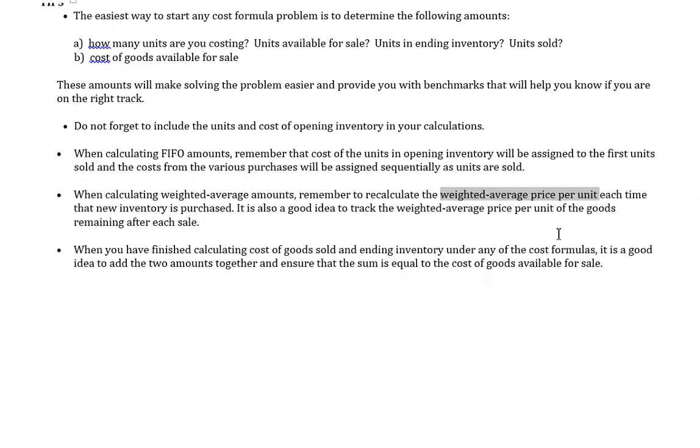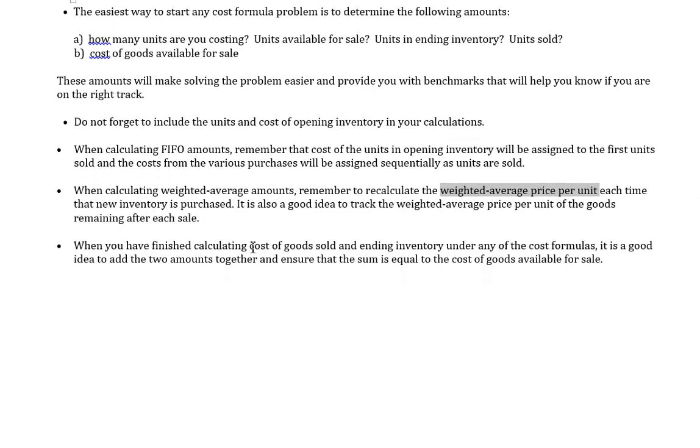And then the last thing we want to remind you of is that every time you finish a question, make sure that the total of your cost of goods sold and your ending inventory gives you the cost of goods available for sale. Because don't forget, whatever you bought that's available for sale, you either sold, so it's going to be part of your cost of goods sold calculation, or you didn't, meaning it's going to be part of ending inventory.